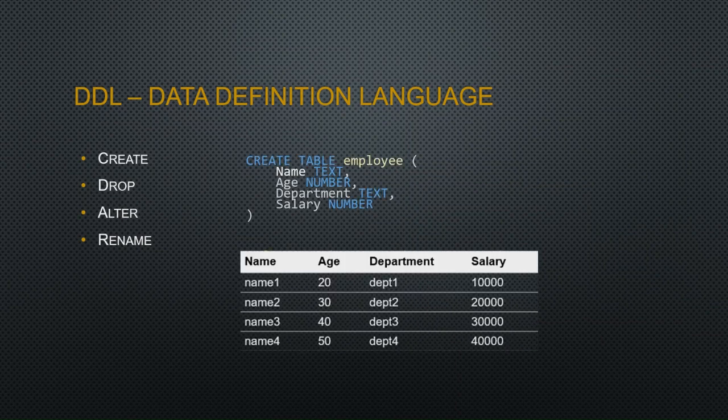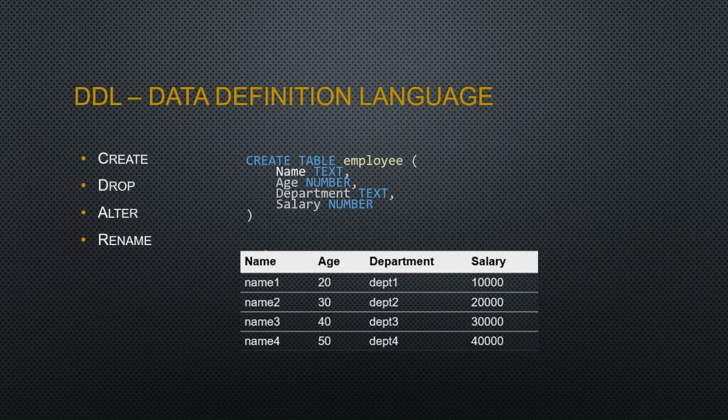Now, we're going to look at an example of the create command. This is the same table we saw earlier while looking at the SQL basics. If you look at this, that's the basic syntax of this command. It starts with create table, and then the name of the table. In our case, we're going to call it employee. And then we give the column names.